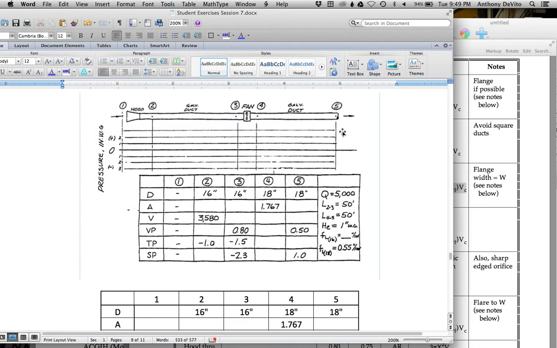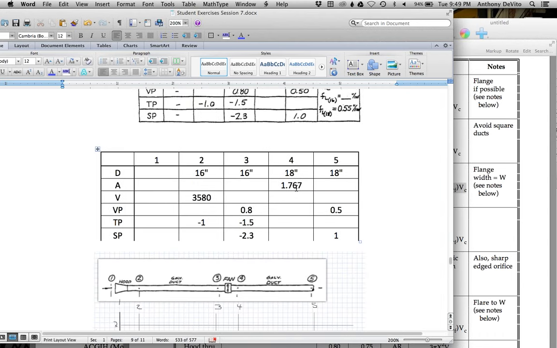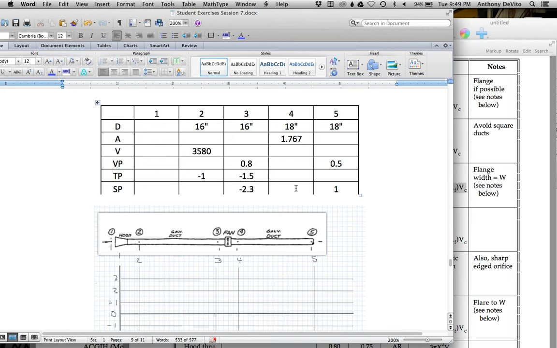Okay, so now here is a simple duct system. In the simple duct system, we have a hood, we have some length of ductwork, we have a fan, right? Then we have a discharge side. So when you guys go home, if you want, you can fill this out.